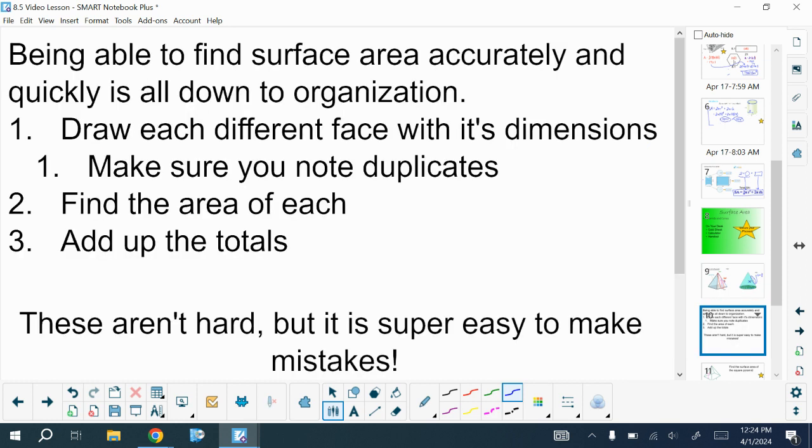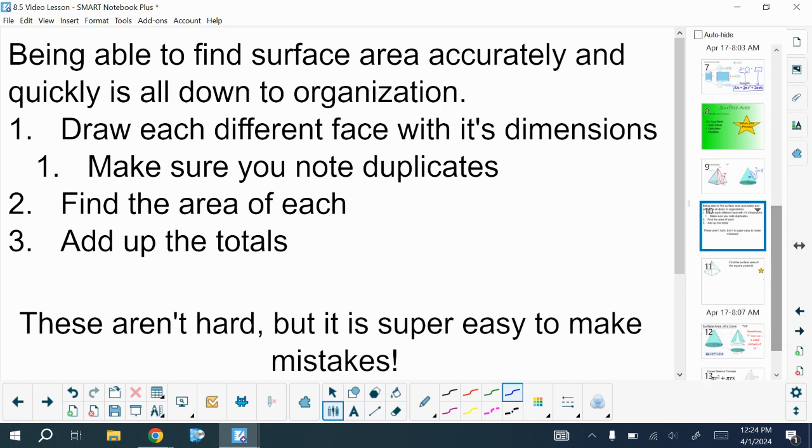So, just like before, when you're finding surface area, especially of these pyramids, I want you to draw out the different faces, including their measurements. Find the area of each, add up the totals. Not hard problems, but really easy to make mistakes on. So stay organized, and you're going to be okay.